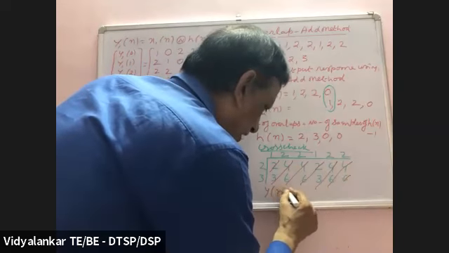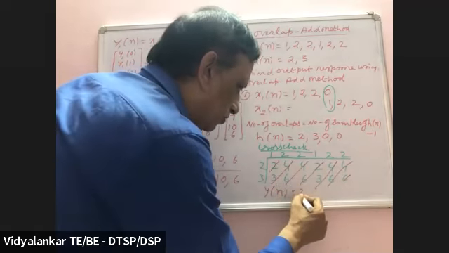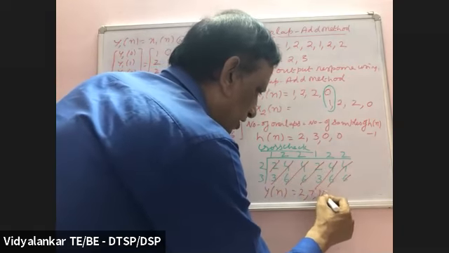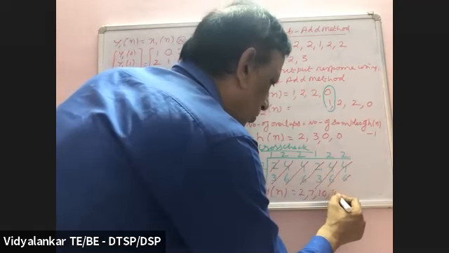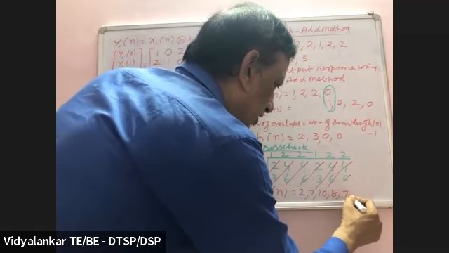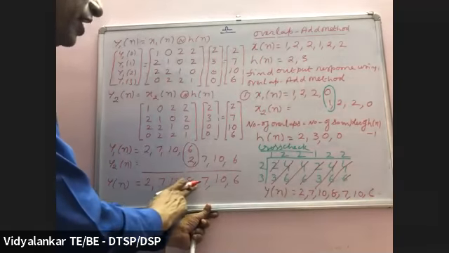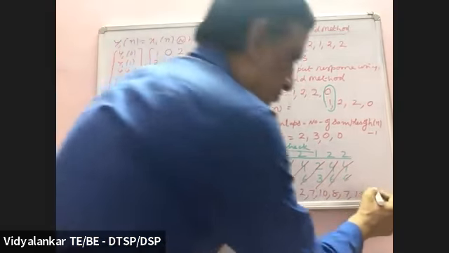So direct linear convolution. What are the outputs we are getting? 2, 3 plus 4 is 7, 4 plus 6 is 10, 6 plus 2 is 8, 4 plus 3 is 7, 6 plus 4 is 10, and 6. So the output is 2, 7, 10, 8, 7, 10, 6.